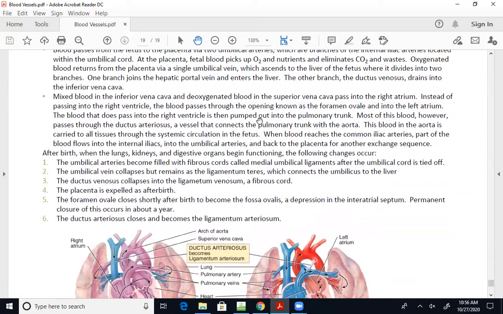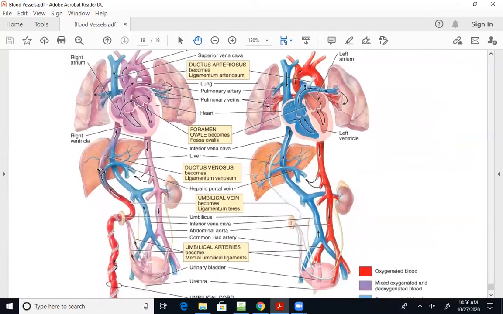So right here is where I was at. It divides into two branches. One branch joins the hepatic portal vein and enters the liver. The other branch, called the ductus venosus, drains into the inferior vena cava. So here's where it's joining the hepatic portal vein, and here's the other one joining the inferior vena cava. Notice what we see as far as color, though. Thinking back to elementary school, when you mix red and blue, you make purple. Not that the blood is actually purple, but they denote purple for what we call mixed blood, partially oxygenated, partially deoxygenated.